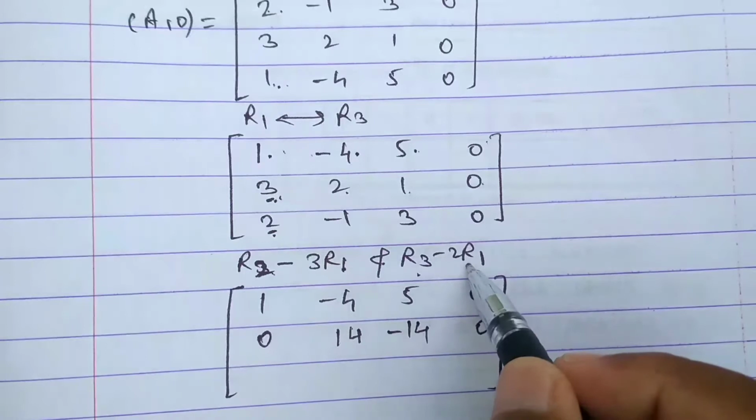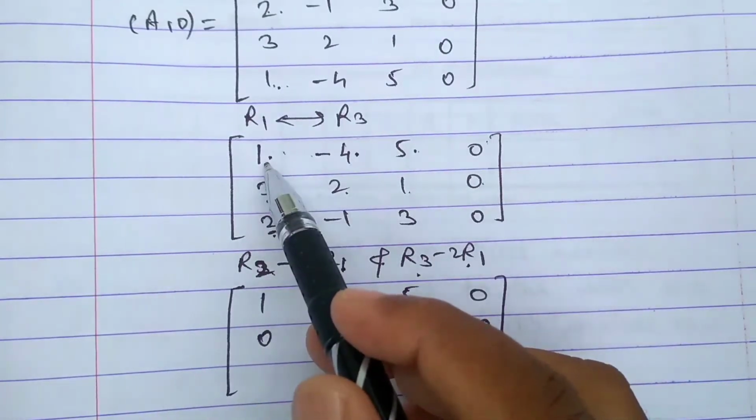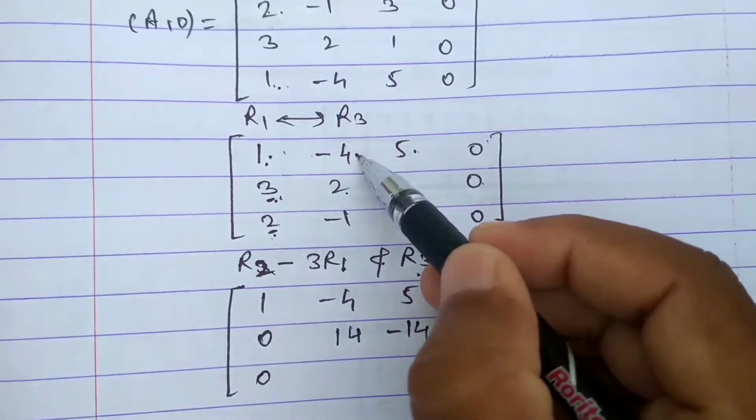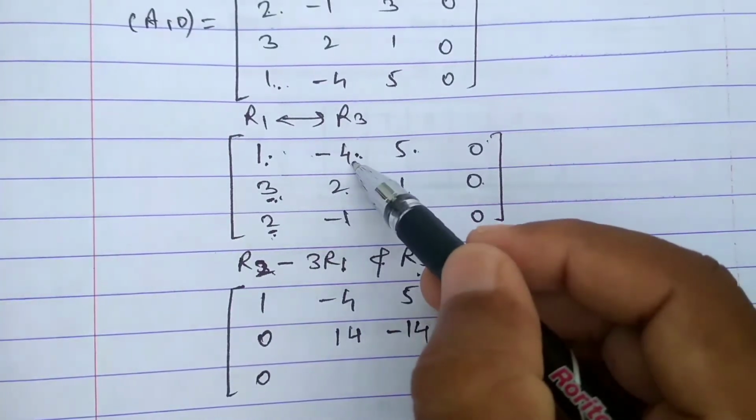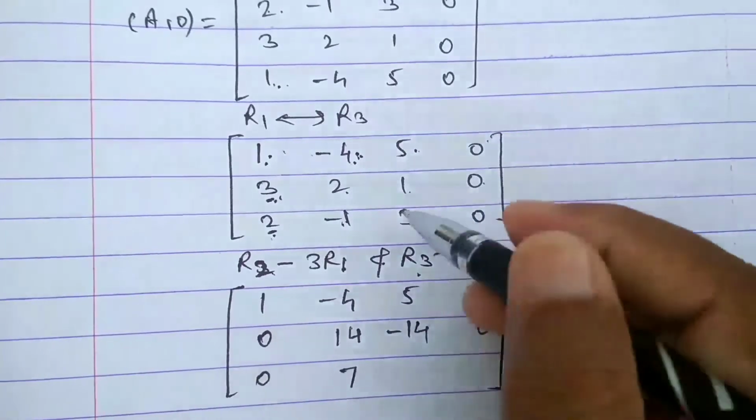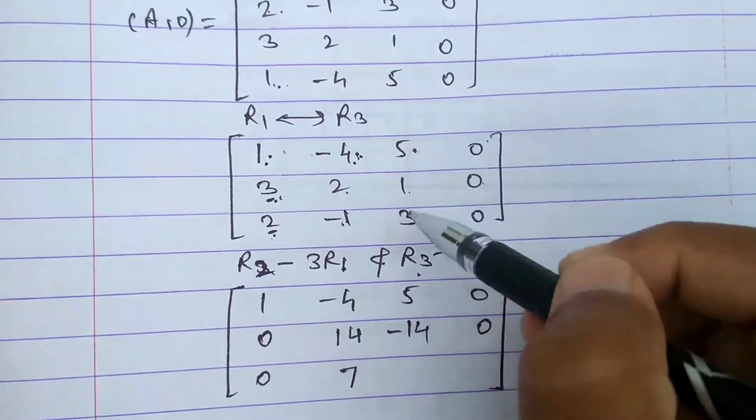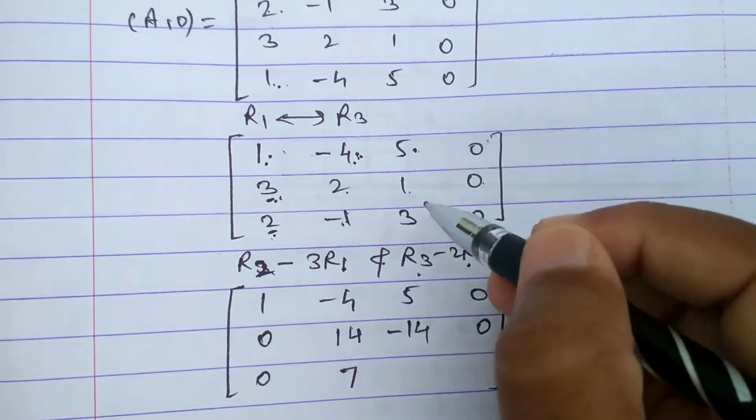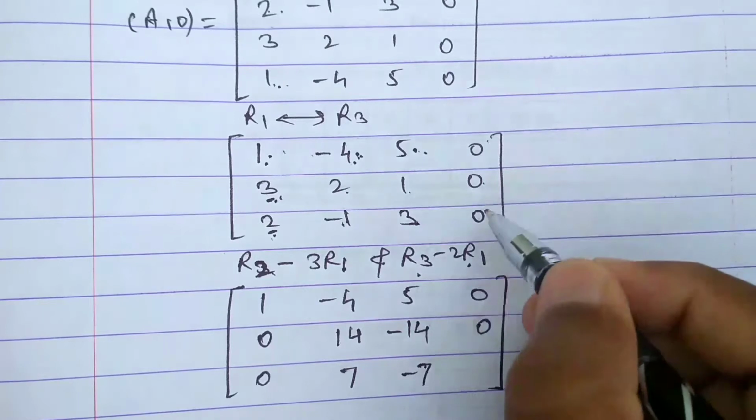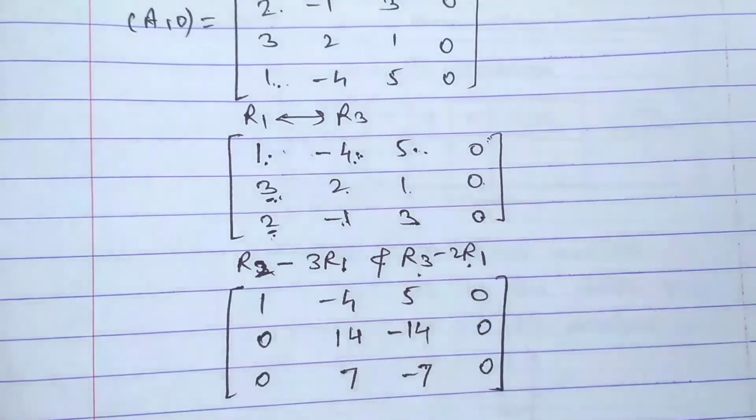Then R3 minus 2 times R1. 2 times 1 is 2, 2 minus 2 is 0. 2 times minus 4 is minus 8, minus 1 minus minus 8, so minus 1 plus 8, it is 7. 2 times 5 is 10, so 3 minus 10, it is minus 7. And 0 minus 0, you will get 0 here.